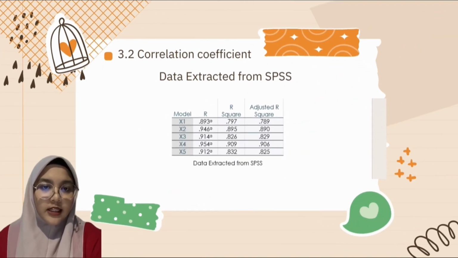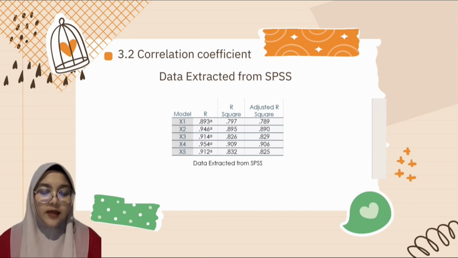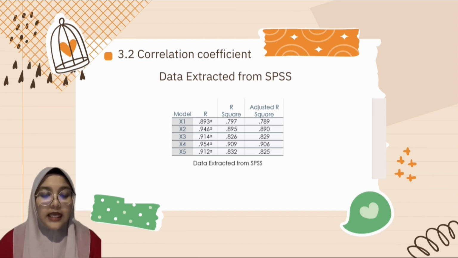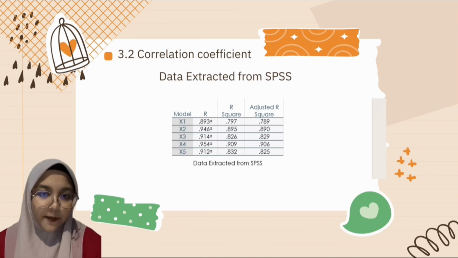Next, 3.2 correlation coefficient. From the summary data we extract from SPSS, we found that all the independent variables do have strong relationship and strong correlation with our dependent variable. But only one model we have to choose, which is X4, because it has the highest R value, which is 0.954, and that we consider as the strongest linear relationship with Y.